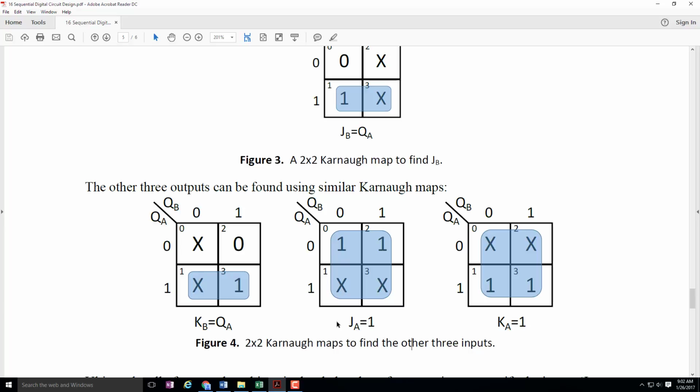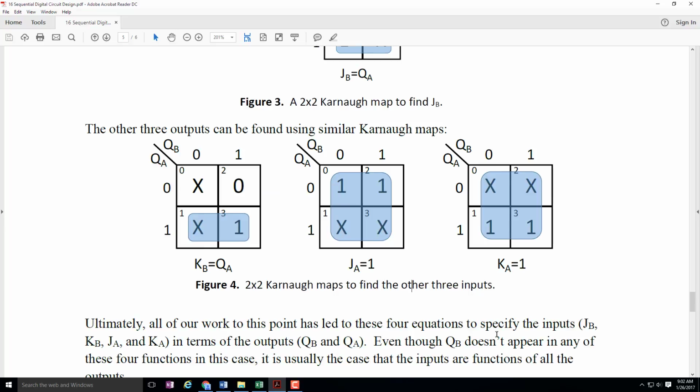So this is a very simple device because both J sub B and K sub B are going to get just Q sub A as their inputs, and J sub A and K sub A are both just going to get 1. So this is almost the simplest sort of next state decoder that I can imagine, and yet it yields very interesting behavior. It yields the behavior of a 2-bit counter, of a modulus 4 counter. The only thing that really remains then is to draw a circuit diagram.